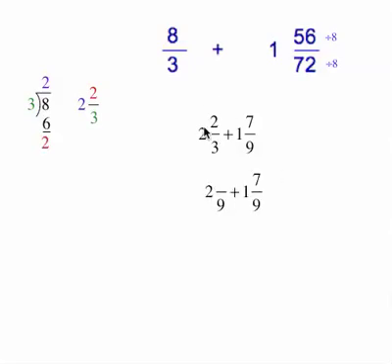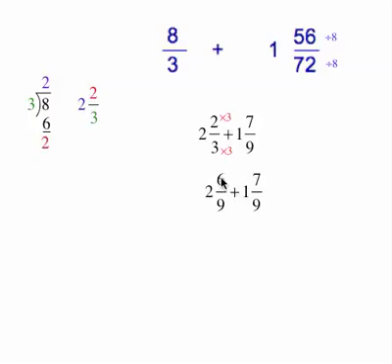So this 2 and 2/3 I'm going to write as 2 and something over 9. Now I have to ask myself, what did I do to the 3 to make it into a 9? Well, I multiplied it by 3. So whatever you do to the bottom, you do to the top, okay? Because multiplying the top and bottom by the same number is like multiplying by 1. We don't change its value. So we end up getting 2 times 3 is 6. So 2 and 6/9 plus 1 and 7/9.